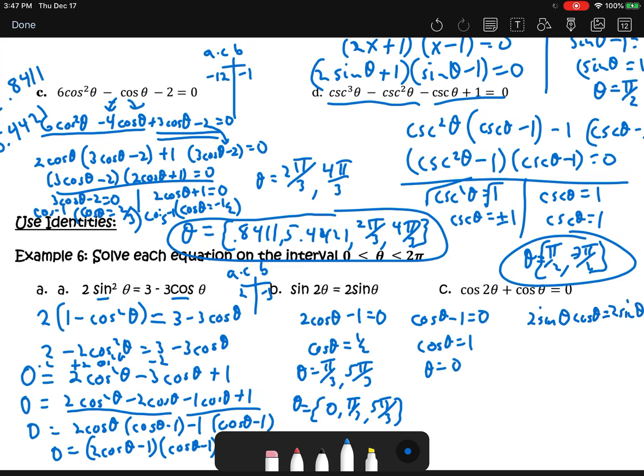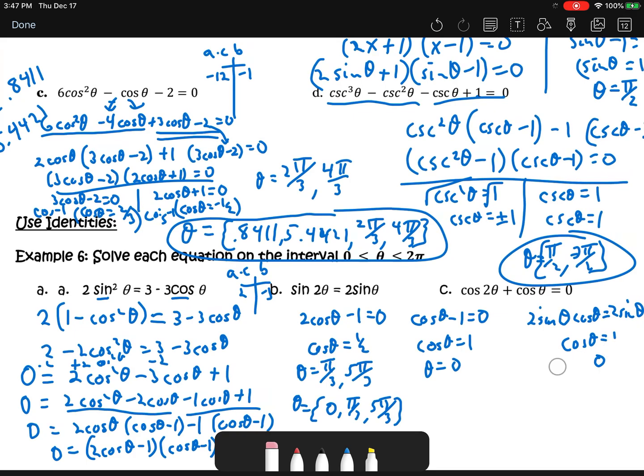So look at that. So if I replace sine 2 theta with 2 sine theta cosine theta and divide out 2 sine theta, you get cosine theta equals 1. So theta would equal 0. That's the only answer it could be. Right? It's the only time cosine's 1. Okay? So that was an easy one. Now let's see if we can do this last one.